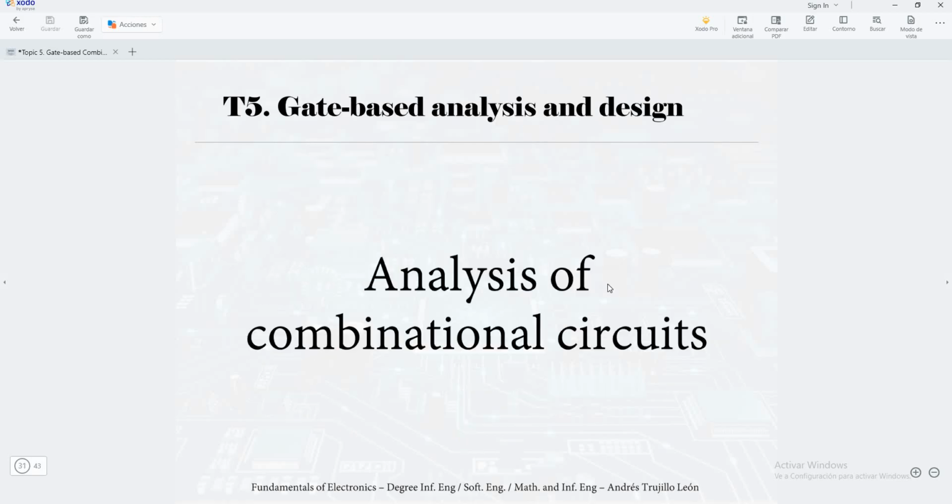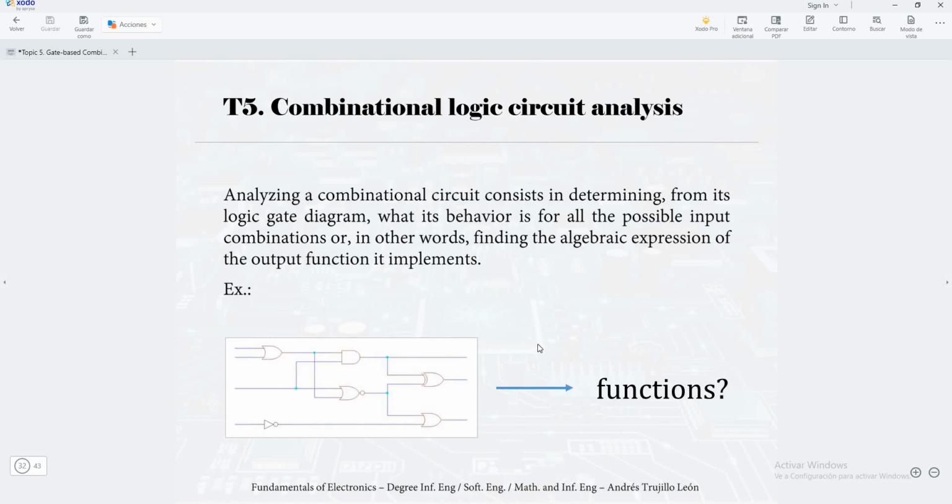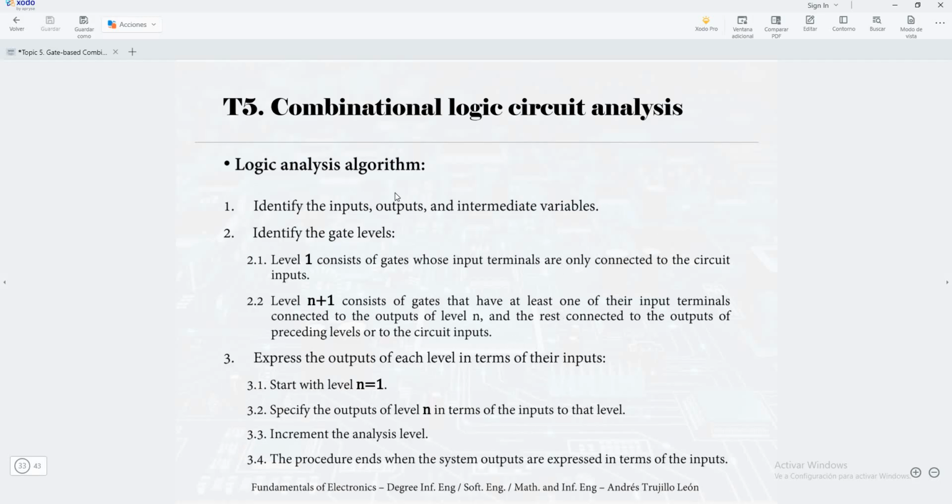The other thing is the analysis of combinational circuits. We are going to find exercises like this, in which we are going to have a logic circuit, and we have to calculate the output of the logic circuit. For example, this logic circuit has 3 outputs, as you can see. We have finished the analysis of the circuit when we have every output expressed in terms of the inputs of the circuit. So this is the algorithm that we are going to follow.